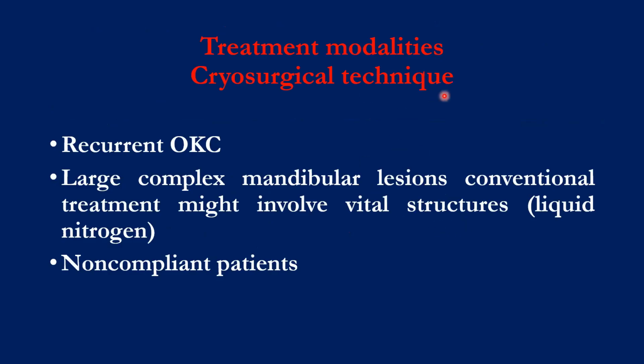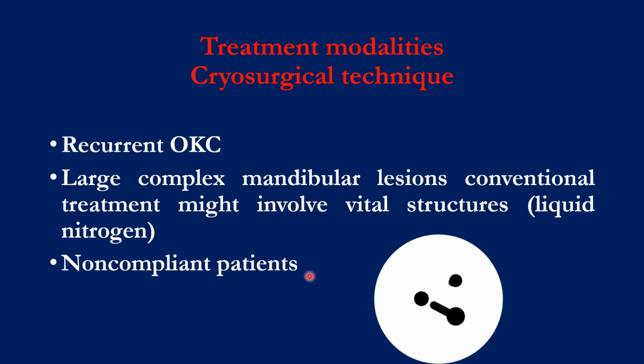Some other treatment modalities, other than enucleation and ostectomy and surgical resection: there is one modality called the cryosurgical technique. This is especially used in recurrent cases. In case of a large mandibular lesion, the conventional treatment might involve vital structures and could cause some damage, especially when liquid nitrogen is involved. Although the freezing is uniform, it can damage the surrounding vital structures. In that case, we can use the cryosurgical technique, which involves a gel, which is considered much safer compared to liquid nitrogen. And it is also used in non-compliant patients because it is quicker.